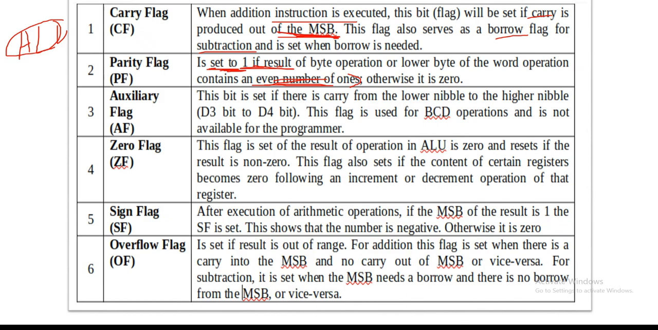The other part is the auxiliary flag. This bit is set if there is a carry from the lower nibble to the higher nibble, either 3 digit or 4 digits. If there is a carry from one nibble, in a sense 4 bits, right? So this bit is set if there is a carry from the lower nibble to the higher nibble, or D3 bit to D4. So let's see with an example.